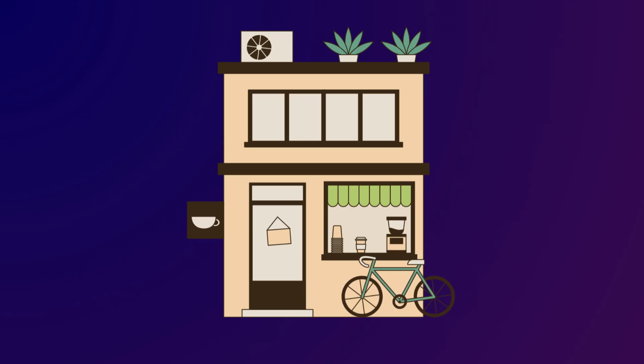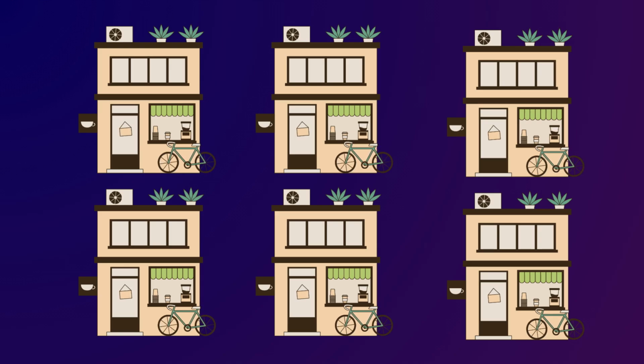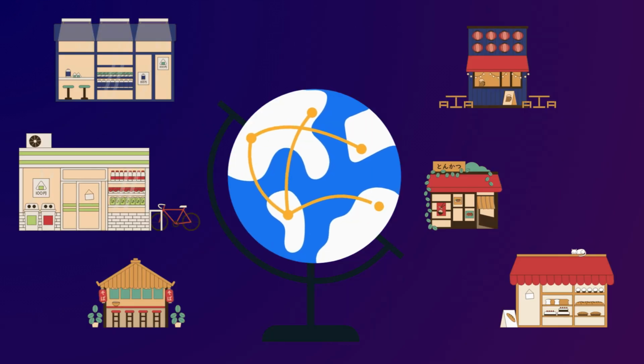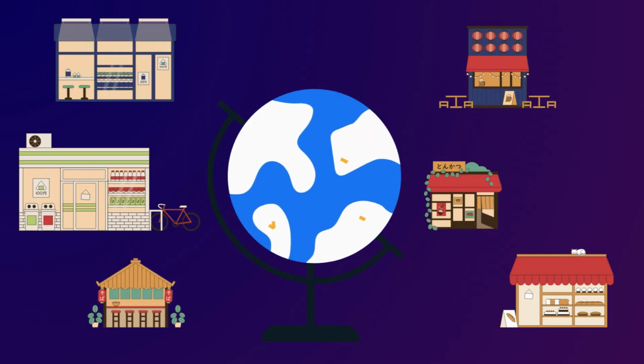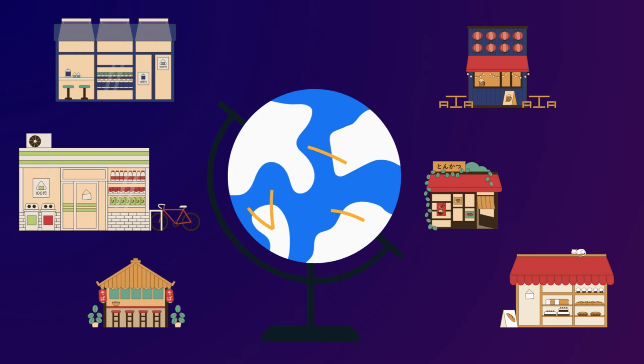Imagine this. You start a small cafe, you control everything. But what if you want to expand? Open 10 branches. Or go global. Your business structure will decide what's possible, and what's not.